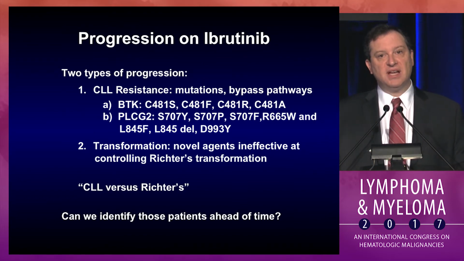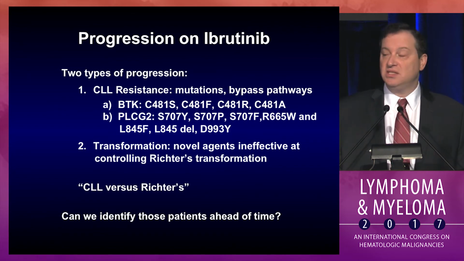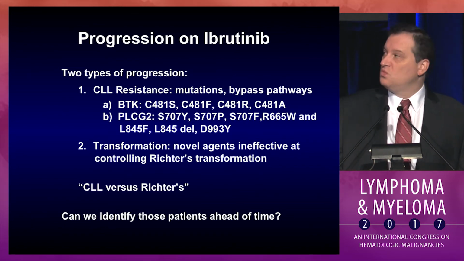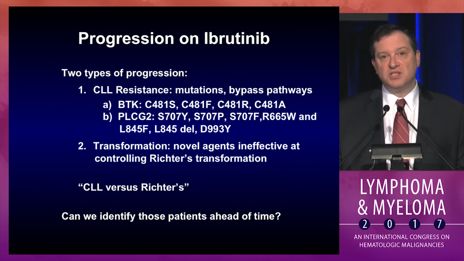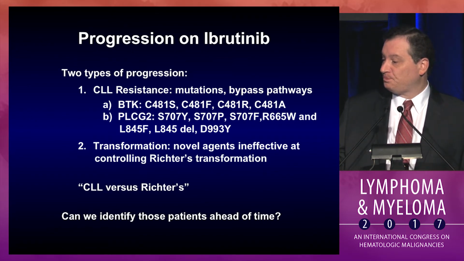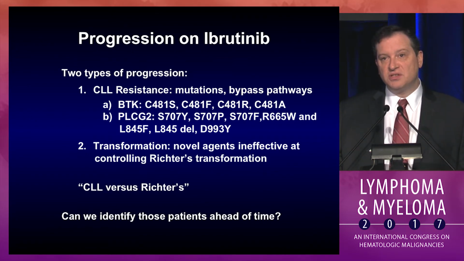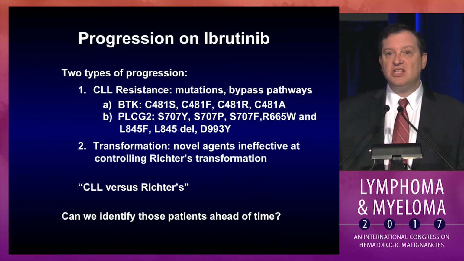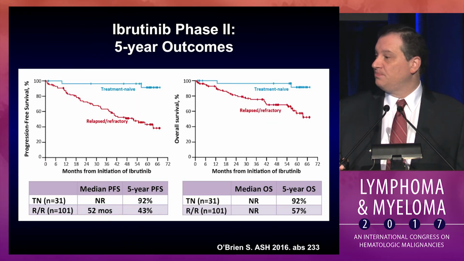And this is problematic in the sense that the novel agents really don't work in our rapidly dividing diseases. And there's a lot of potential reasons why. Which one is correct, we actually don't know yet. But I'd like everyone to focus on a CLL versus a Richter's mode of transformation. And one of the things that's going to be important is, can we identify these patients ahead of time and then use that information to change outcome?